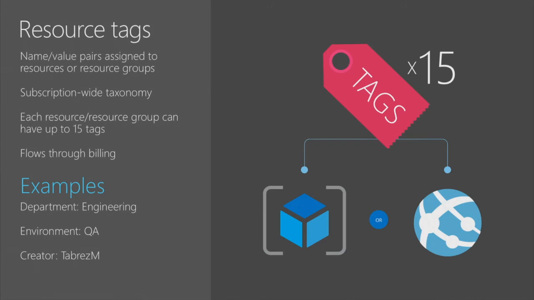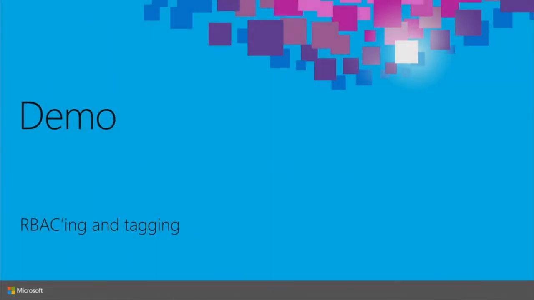And we could show how this works in public Azure today. And if you're not really sure, it's like the key value pairs, just some examples. Department would be the key or the name of the tag, and the value would be engineering. Environment, QA, and the creator is myself. So we're going to hop into a demo real quick of how you use RBAC and tagging in Azure. Is that the right screen?